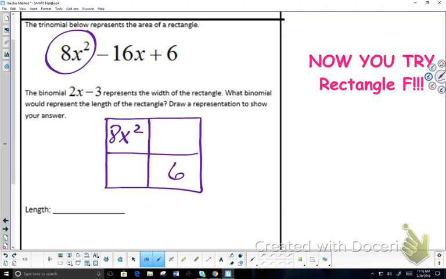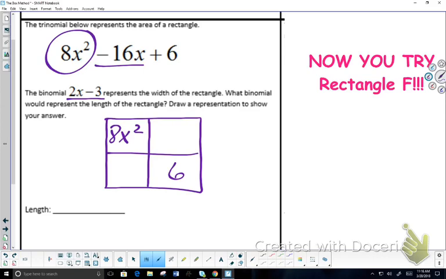Isn't that just like our tiles? Our squareds go up there, our constants go down there, and then our x's are over here. We don't know what the x's are. All we know is these two boxes have to equal that. That's all we know. But then they gave us a cheat, and you're not going to get this normally. They gave us the length of one of the sides.